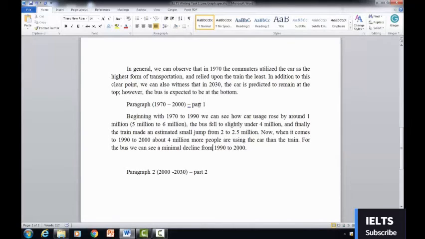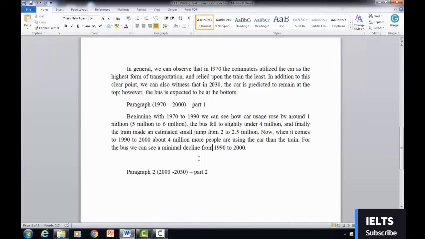Right? With 1970 and 2000, part number 1, we see a drop from 1970 to 1990. And so this is what a specific paragraph will look like. And then for paragraph 2, for the years 2000 and 2030, we would do the exact same thing, write the exact same paragraph.